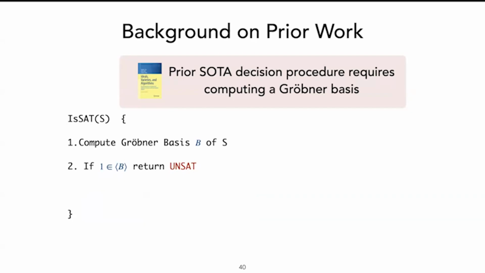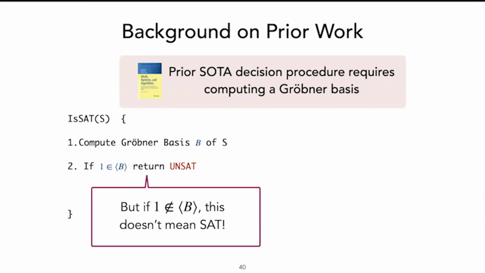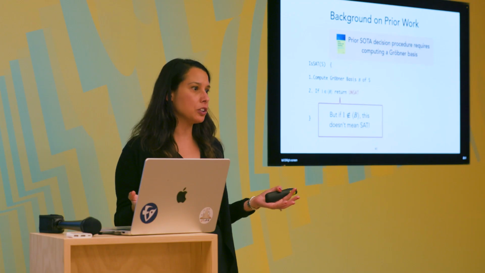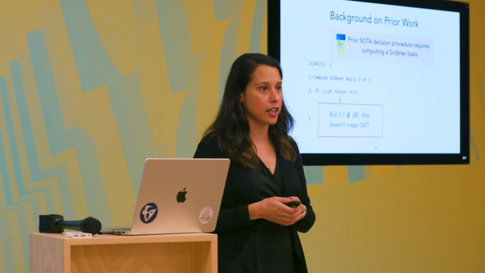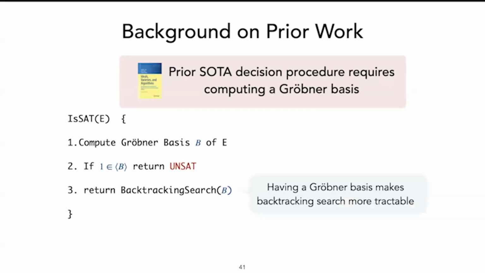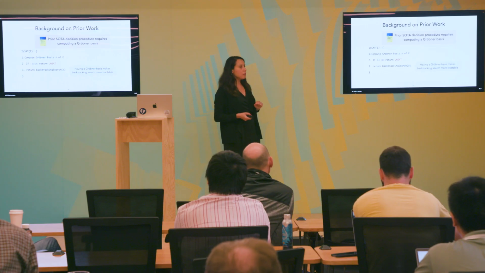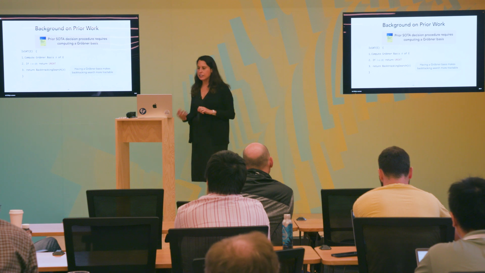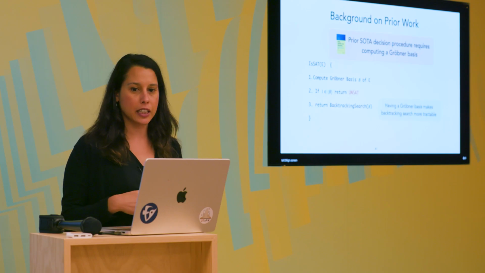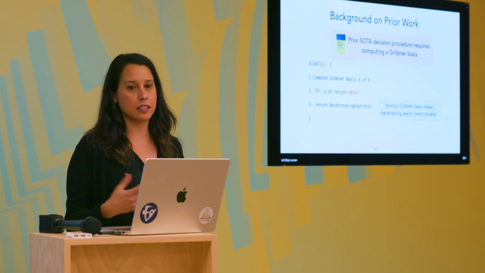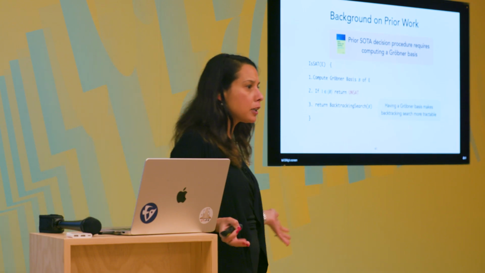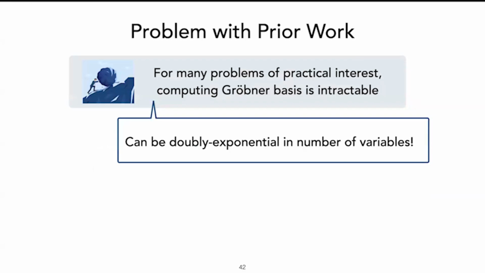But here is the catch. If 1 is not in the ideal generated by B, this doesn't necessarily mean that the formula is sat. This result only holds for algebraically closed fields, but finite fields are not algebraically closed. So in that case, if we cannot show that 1 is in the ideal, we do need to resort to backtracking search to try to explicitly construct a model. But even then, having a Gröbner basis, you can utilize various nice properties of it to make backtracking search more tractable. You can basically use properties of the Gröbner basis to prune the search space.